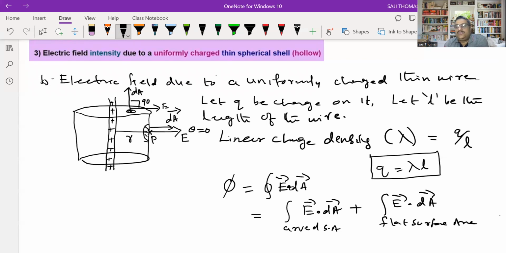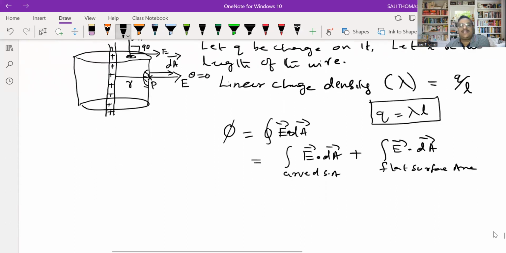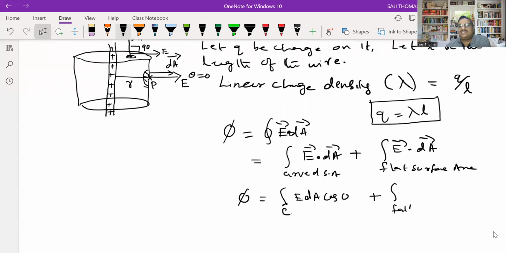Okay. And you know A dot B is AB cos theta. We can use that here. So what will be the electric flux phi? Phi equals closed integral over the curved surface E dA cos 0 plus the flat surface E dA cos 90. So the second term is 0 because cos 90 is 0.